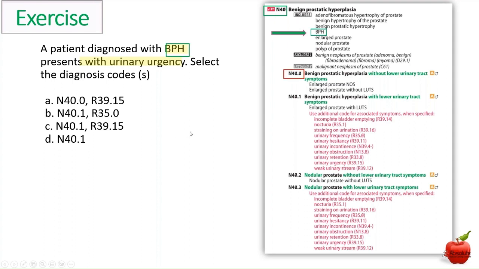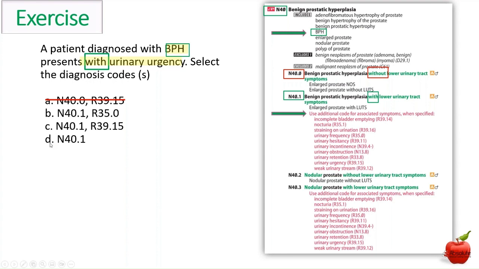And so we know that we are looking for something in the N40 category, and we take a look at N40.0. That is BPH without lower urinary tract symptoms, and this patient indeed has lower urinary tract symptoms. So we are going to eliminate A. This pushes us to these last three.